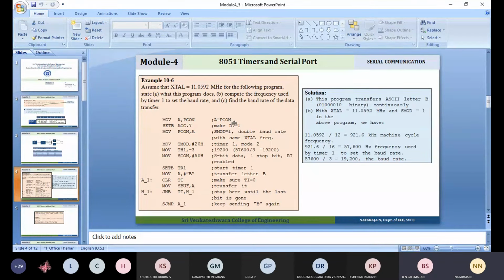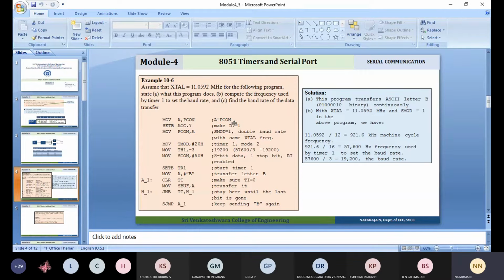Yes, sir. Okay, take one simple problem. Find the baud rate. If TH1 is equal to -2, SMOD is equal to 1, and crystal frequency Xtal is equal to 11.0592 megahertz, full stop.